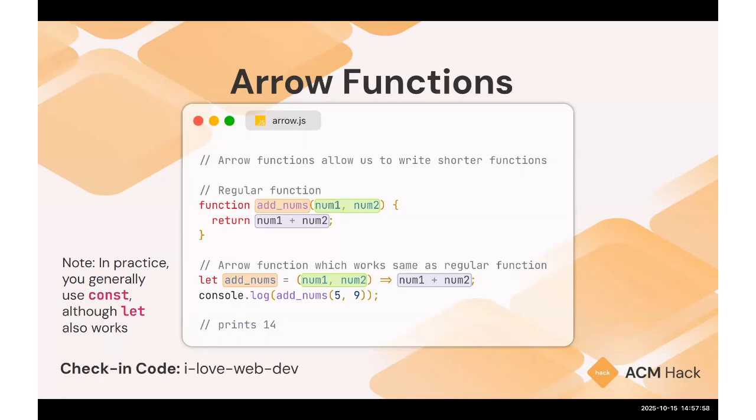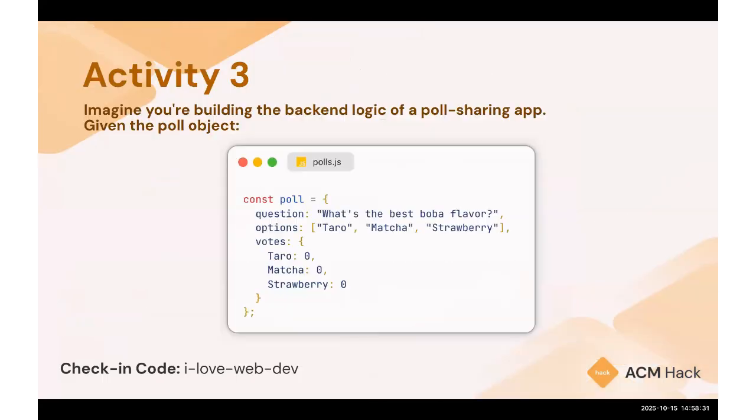We've defined the function using let, although generally in practice you use const. We have the name of the function, which is addNums. We have an equal sign, and then the parameters inside parentheses, num1 and num2. Then we have an arrow symbol that points toward what we want to do with these parameters, which is return num1 plus num2. Both of these are valid ways to write functions in JavaScript. It really depends on your own personal style and where you're looking to save space.